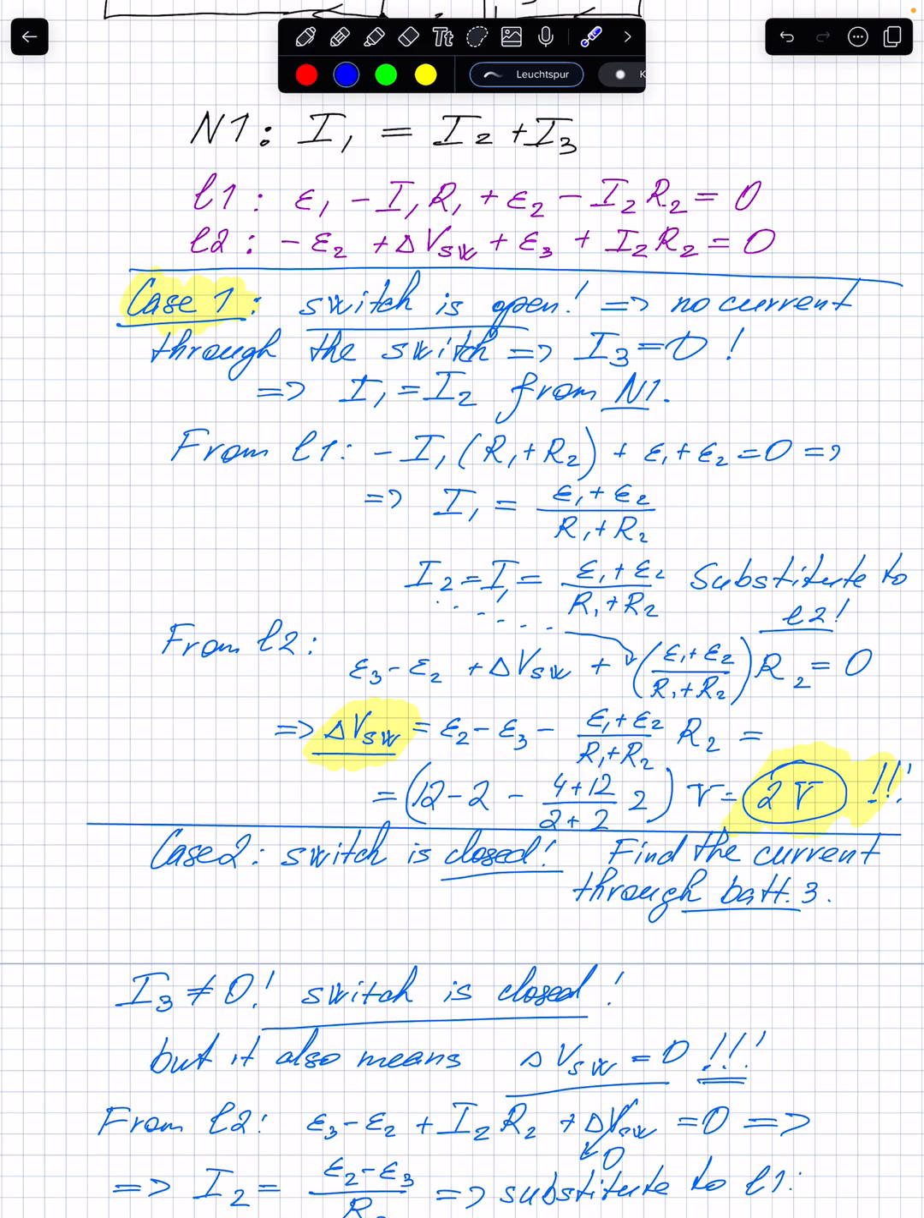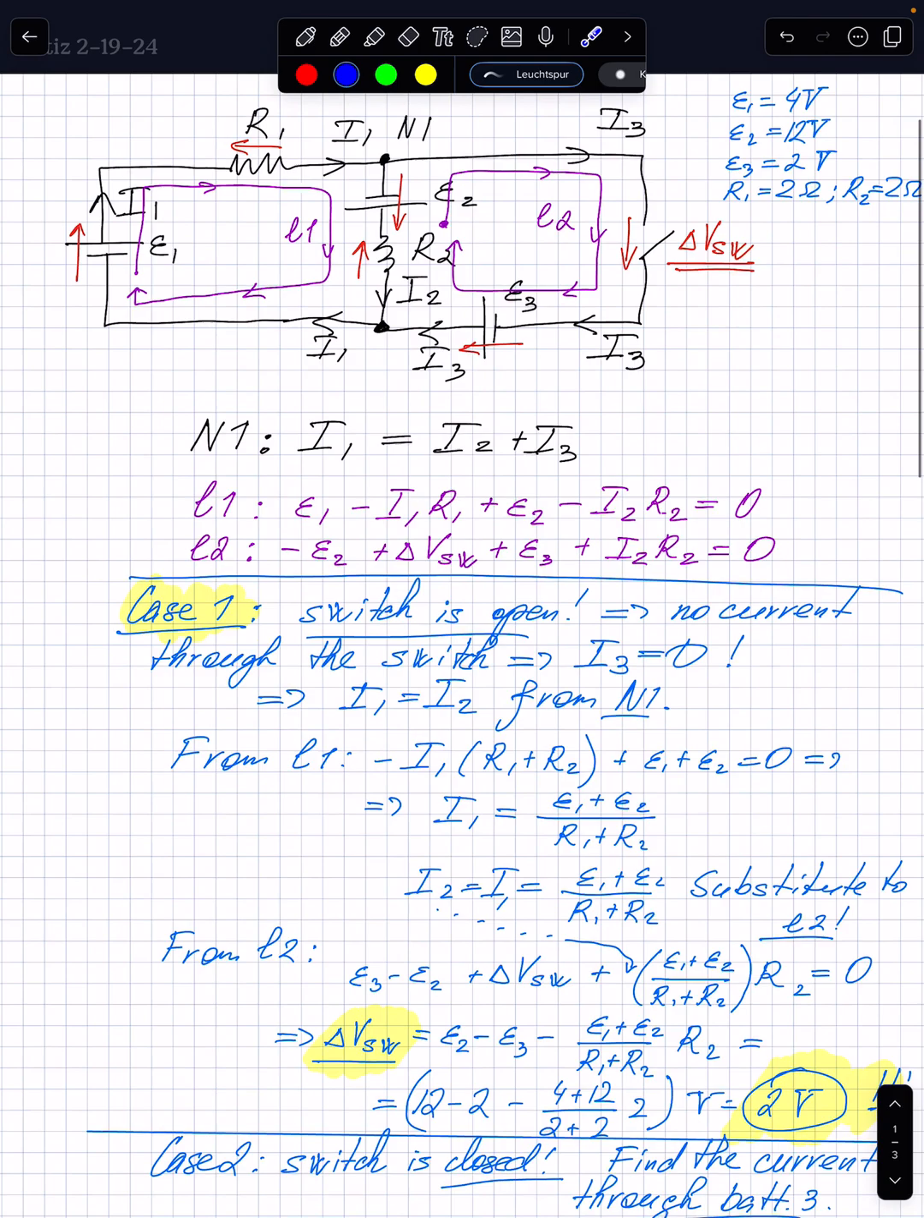But again, you can substitute the numbers at any point. Epsilon 1 is 4 volts, epsilon 2 is 12 volts, epsilon 3 is 2 volts, and each resistor is 2 ohms. From this, you'll be able to obtain that the potential difference across the switch is 2 volts. Perfect, fantastic. And the current through battery number 3 is 0 only because the switch is open.